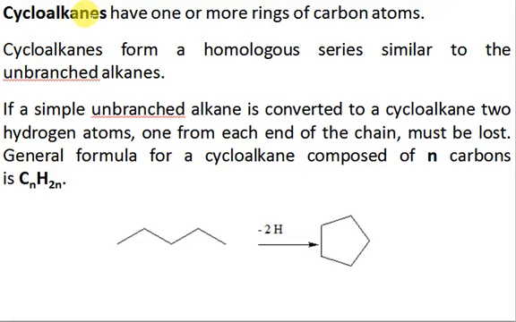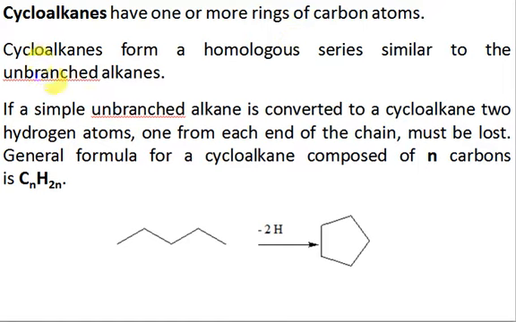Cycloalkanes are saturated hydrocarbons having one or more rings of carbon as a part of their structure. You saw different cycloalkanes. You also studied cyclopropane, cyclobutane, cyclopentane, cyclohexane, cycloheptane, and so on. Just like alkanes form a homologous series, cycloalkanes also form a homologous series. Each member of the homologous series differs from the next by a CH2 unit, right?